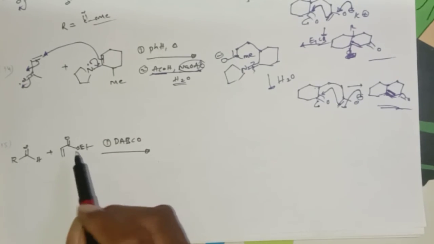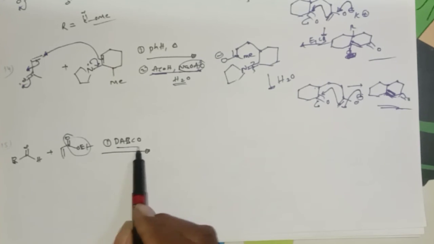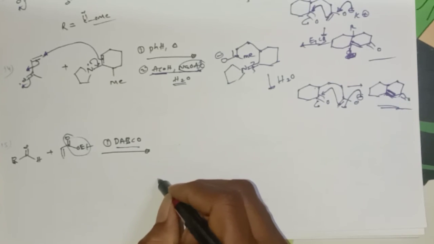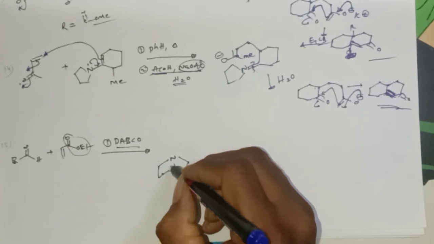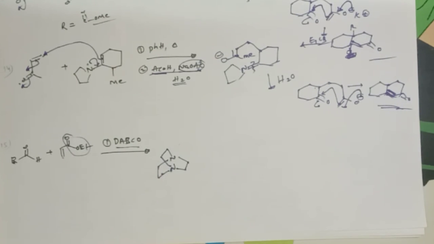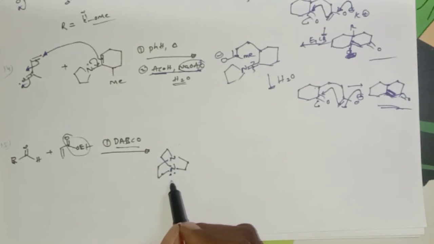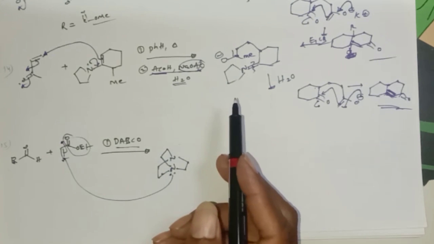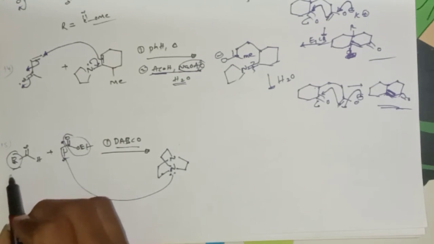And here, the last one, alpha beta unsaturated ester, and this is R, and this is DABCO. DABCO means this one. So it is a tricyclic ring, it is DABCO, and these lone pairs on the nitrogen, actually this is a nucleophile and attacks on the alpha beta unsaturated, because there is no base and there is no alpha hydrogen.